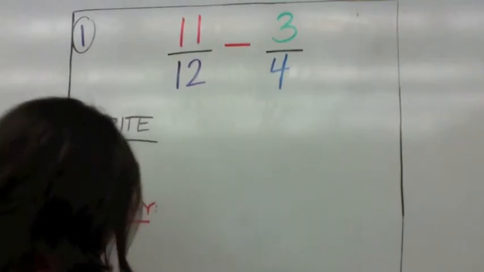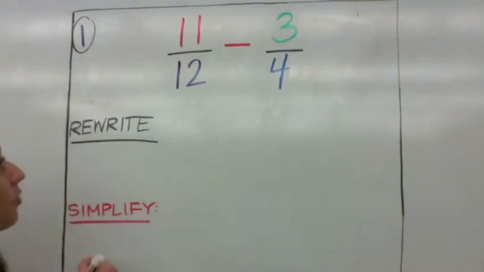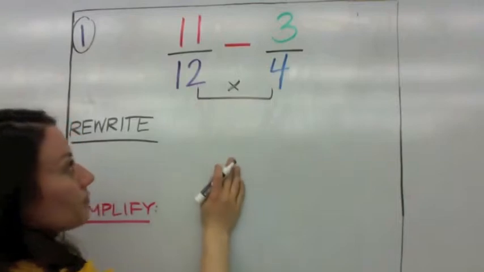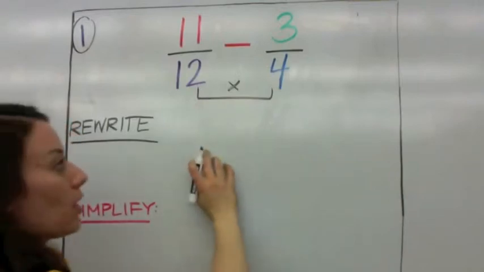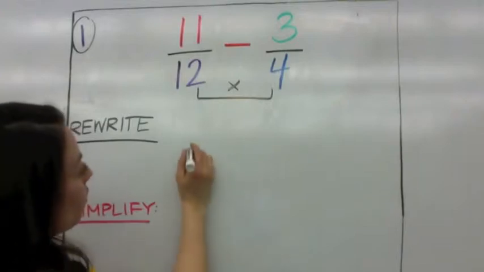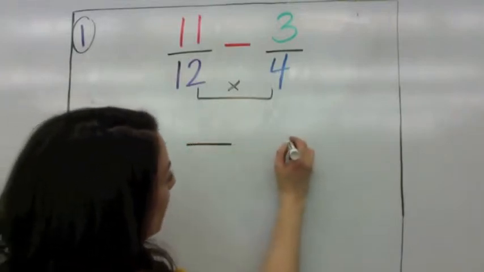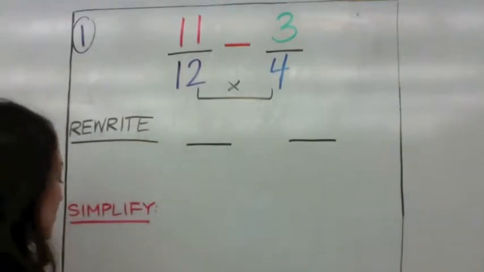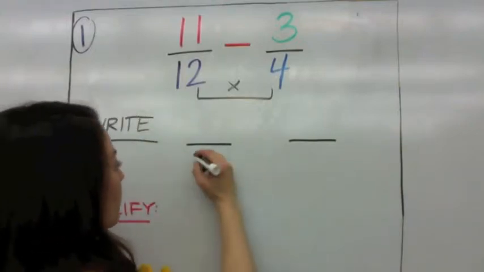No. What do we have to do to make them have a common denominator? We have to multiply the denominators together. Okay? So 12 times 4. That's a tricky one, right? We're going to rewrite these fractions. First, you can tell me, what is 12 times 4? It is 48. That's right.